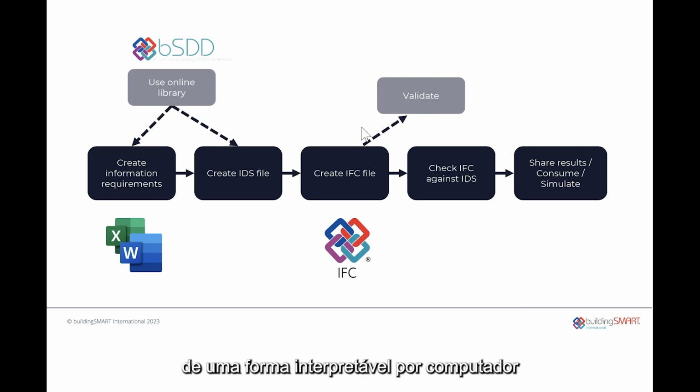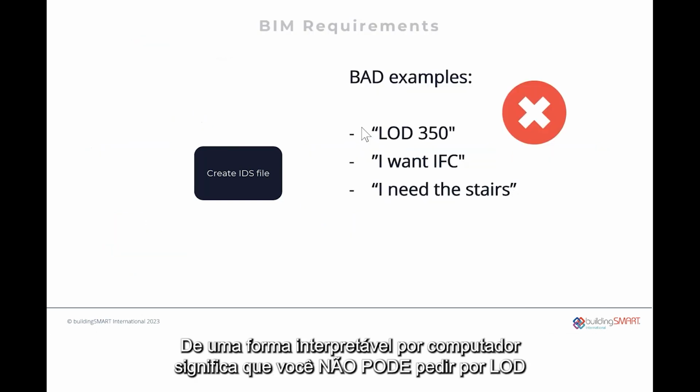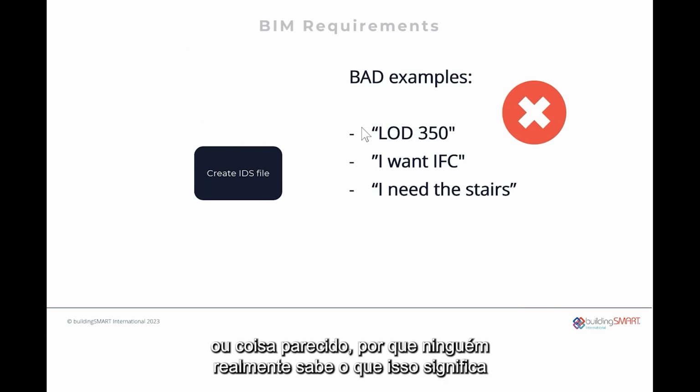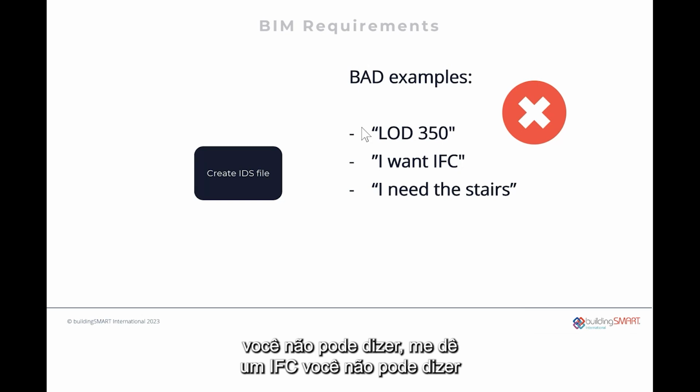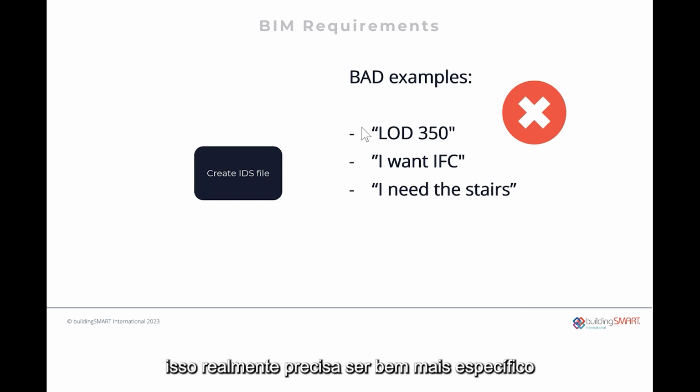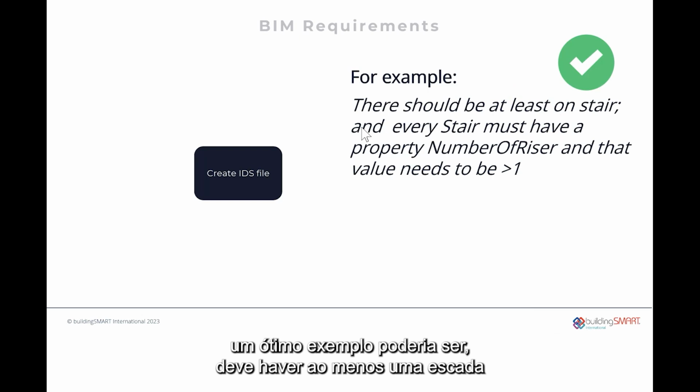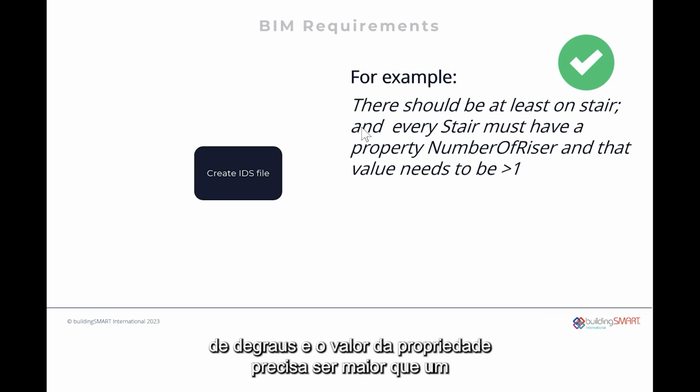And in a computer interpretable way means that you cannot ask for LOD whatever, because nobody really knows what that means. You can't say, give me IFC. You can't say, just give me everything you have, or I need stairs. It really needs to be more specific. So a good example would be, there should be at least one stair, and every stair must have a property number of risers, and the value of that property needs to be higher than 1.